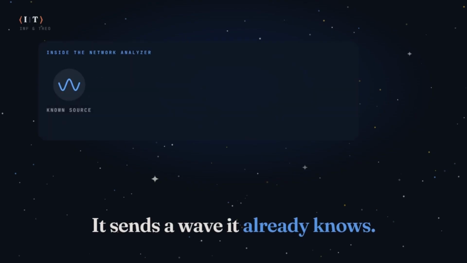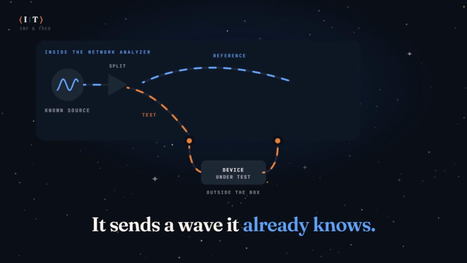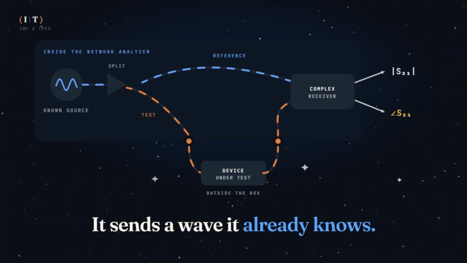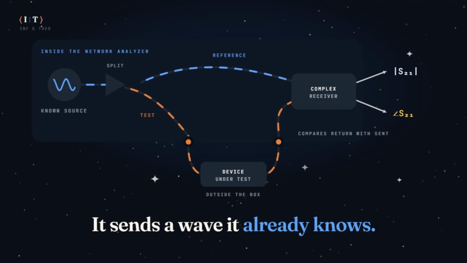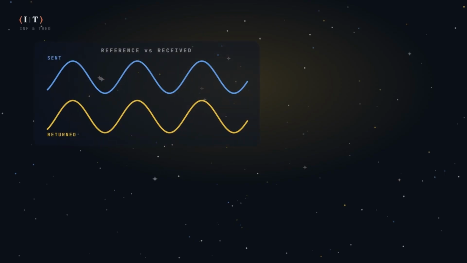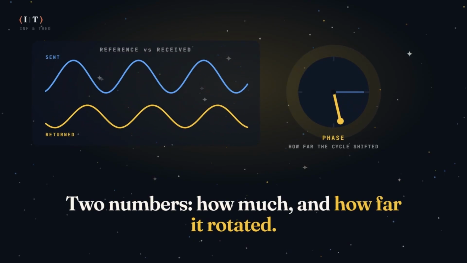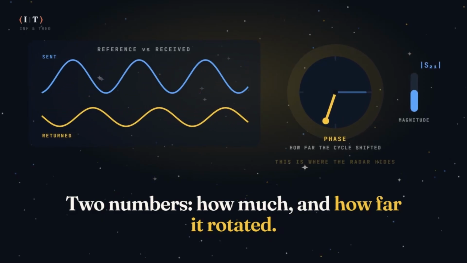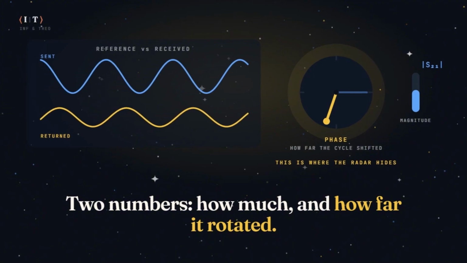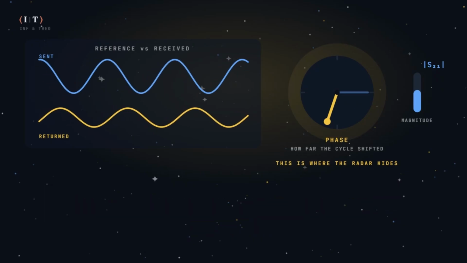First, what the instrument does. Inside the box, a source makes a tone. It splits it. One copy is kept as the reference, the other goes out port 1 through your device and back in port 2. The receiver compares the two. Put the two waves side by side. The returned one sits shifted along its cycle, that is phase, and the phasor shows how far it turned. It also came back smaller, that is magnitude, the bar on the right. Phase is where the radar hides.